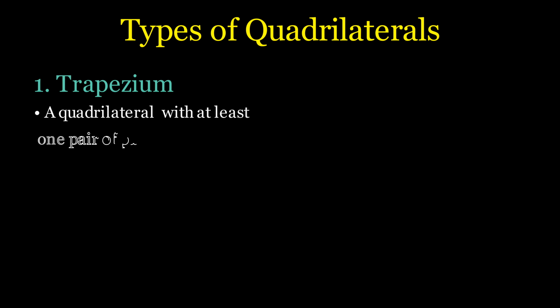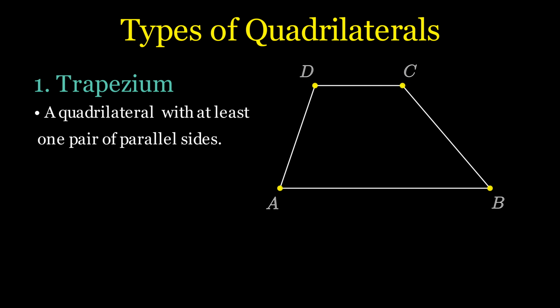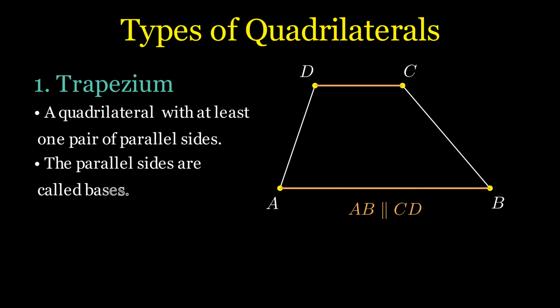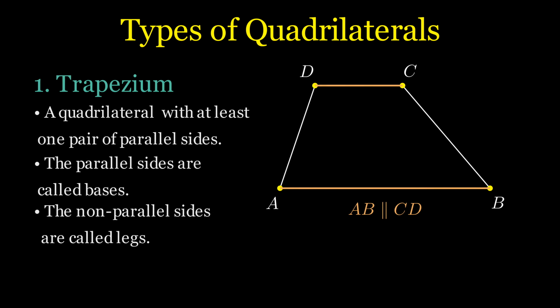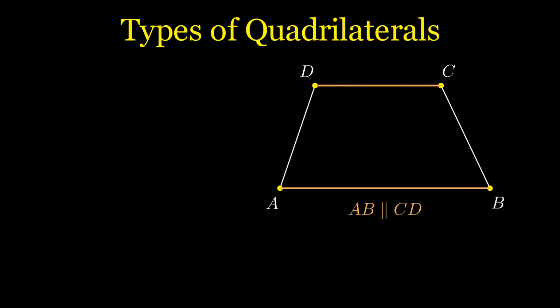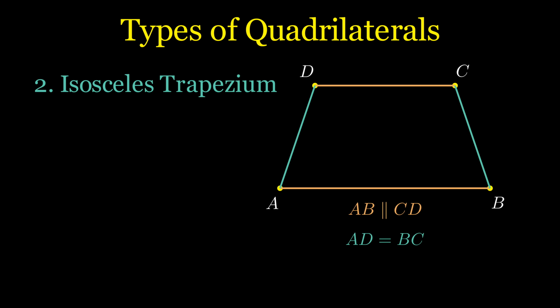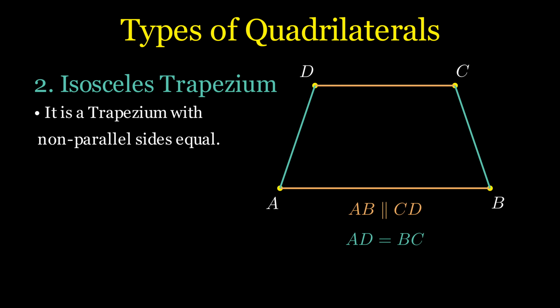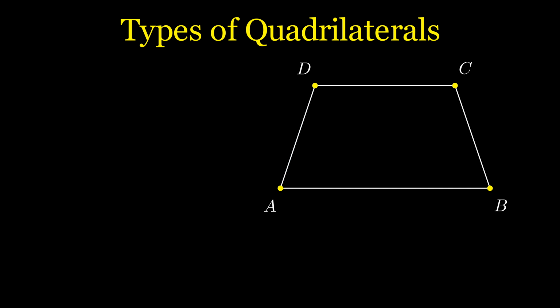Types of quadrilaterals. First is trapezium. It is a quadrilateral with at least one pair of parallel sides. So here the side AB is parallel to side CD. The parallel sides are called bases. The non-parallel sides are called legs. And if these legs, that is if AD is equal to BC, then this trapezium is called an isosceles trapezium. So it is a trapezium with non-parallel sides equal.